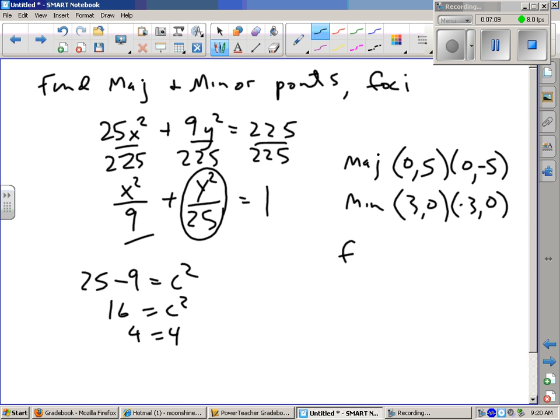So your foci are on the major axis. So you're going to start with (0, 4) and then (0, -4).